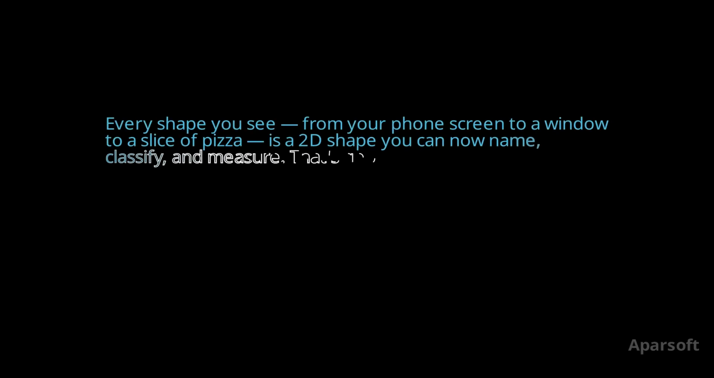Every shape you see, from your phone screen to a window to a slice of pizza, is a 2D shape you can now name, classify, and measure. That is geometry coming alive in the world around you.